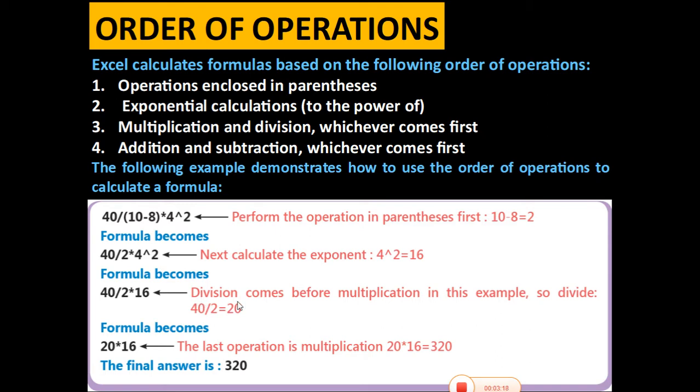Now division comes before multiplication. The third rule is this one, multiplication and division, whichever comes first. Whereas in fourth, addition and subtraction, whichever comes first. Here the division comes first, so we calculate the division. 40 divided by 2 is 20. 20 multiplied by 16, the result is 320.